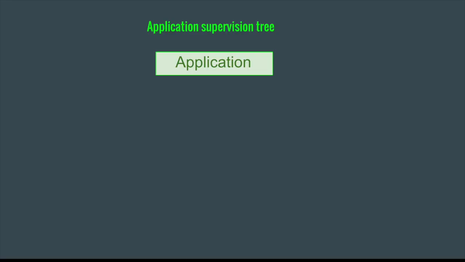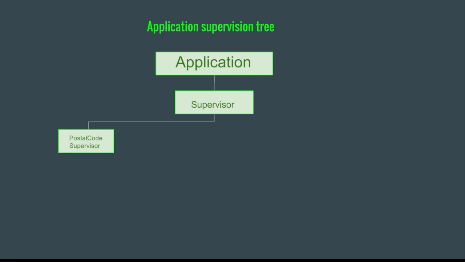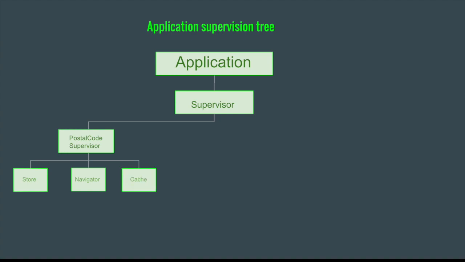So what we have so far is our application that starts the main supervisor, that monitors our postal code supervisor, that in turn monitors our postal code store worker that contains all our geolocation data. In the next video, we're going to be adding the navigator module, which we'll use to calculate distances between postal codes, and we'll add the cache module, which we'll use to improve performance of our distance calculations.